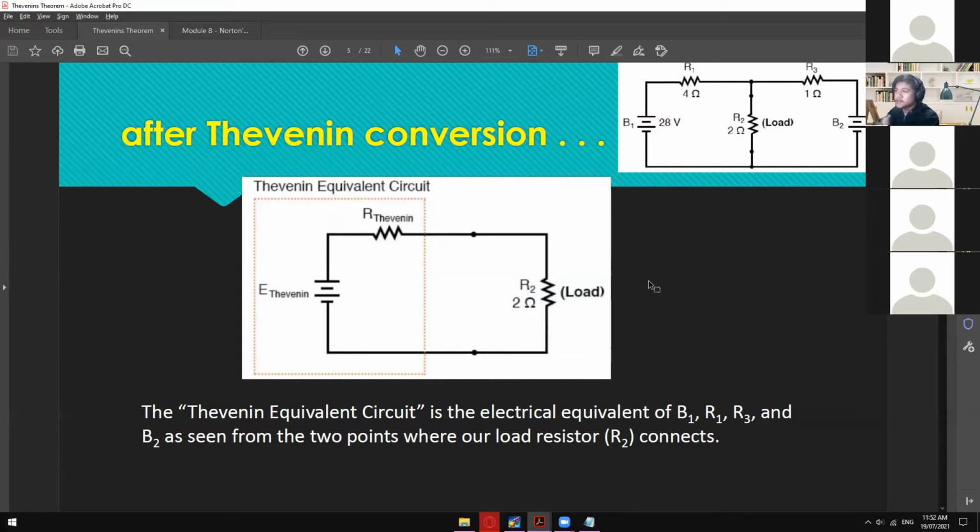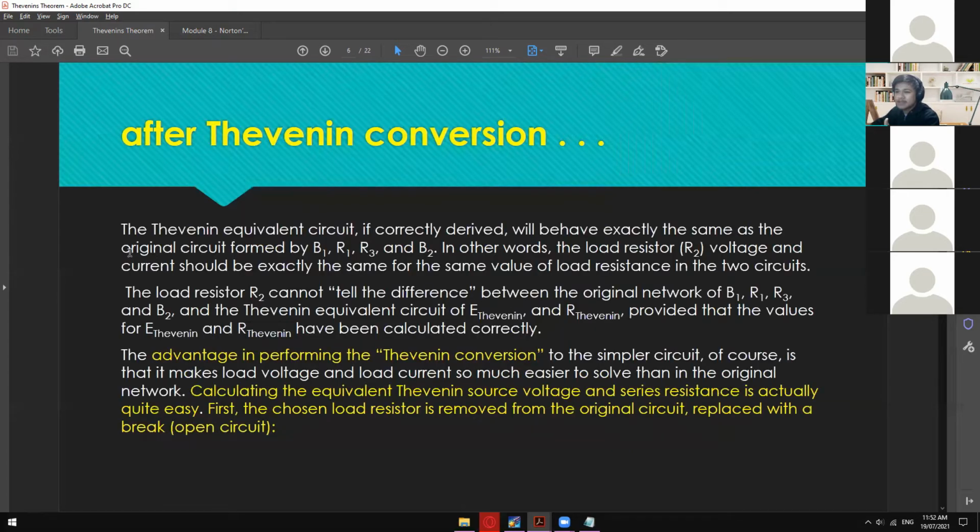Okay, so yeah, that's basically it for Thevenin's theorem. But of course, how do we solve for the R Thevenin and then E Thevenin? So we have this step-by-step solution right here, but just to make it short, enough with the explanations. I'll leave the reading part to you guys.